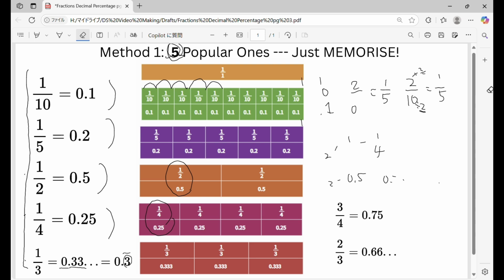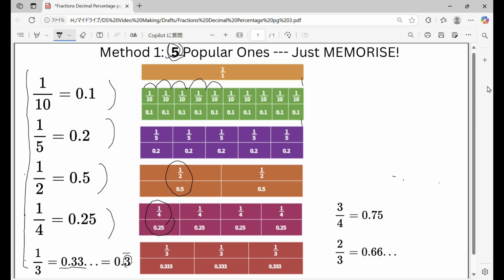The most popular fractions you will encounter in your life, so please just memorize those. I just explained why they are what they are, but just like the times table, it will be very handy and convenient if you could just memorize them. For example, if you have 3/4, that's 3 times 1/4, so 0.25 times 3 is 0.75.